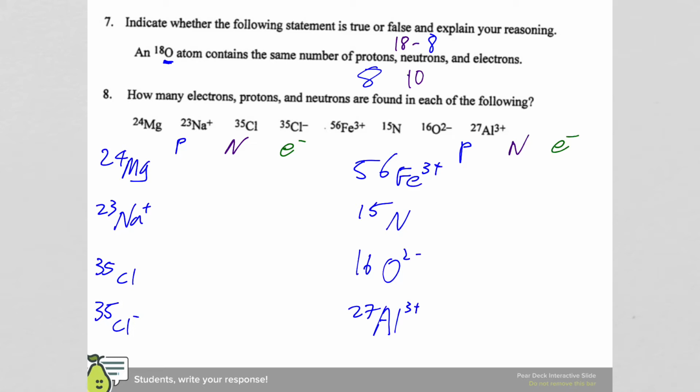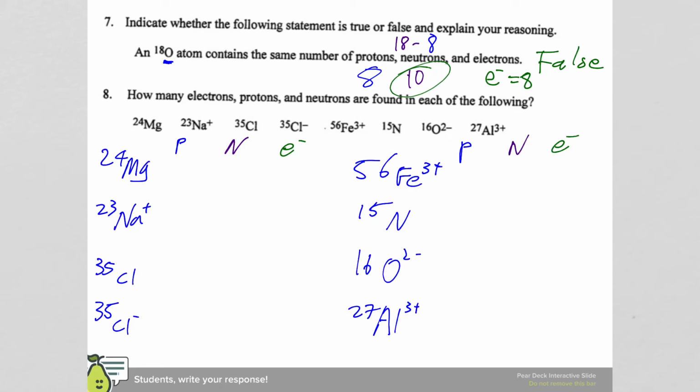Then you come to the electrons, even though you don't really need to, just as practice. Electrons are always equal to the number of protons in a neutral atom, which this is. There's no charge on that, therefore it is the same number as the number of protons, which is 8. So in this case, the statement is false because there are 10 neutrons, not 8.